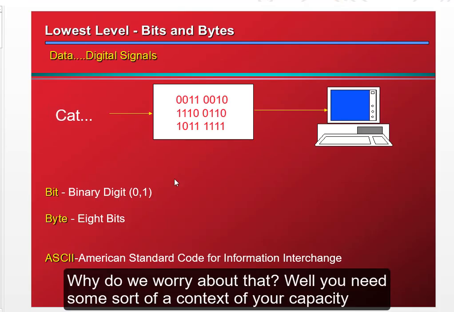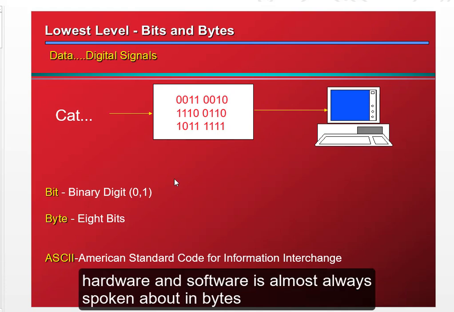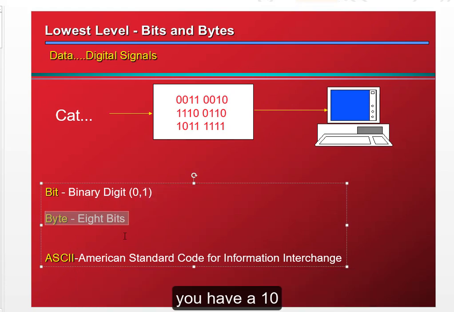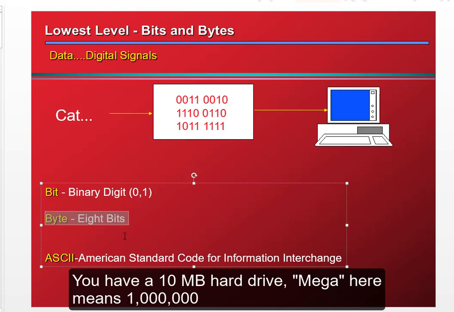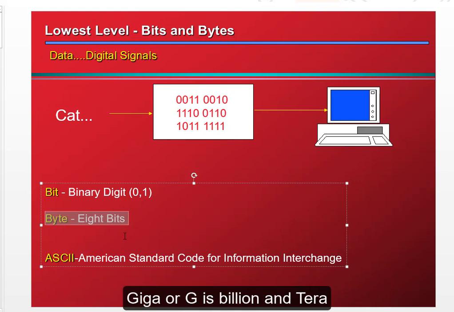Why do we worry about that? Well, you need some sort of a context of your capacity, both storage capacity and transmission capacity. Hardware and software is almost always spoken about in bytes. You have a 10 megabyte hard drive. Mega here means million. K is 1,000. M or mega is million. Giga or G is billion. And tera or T is trillion.